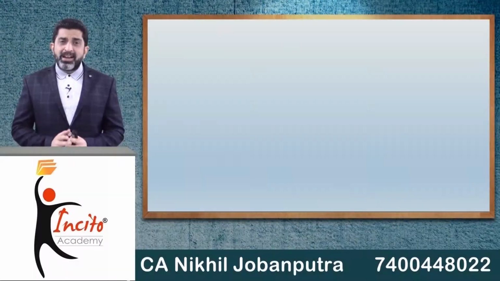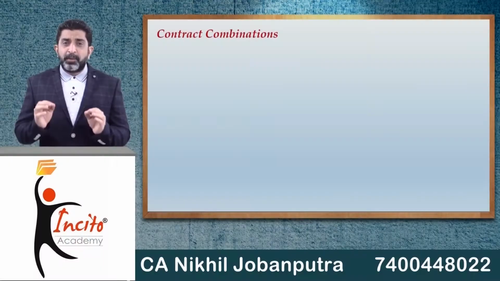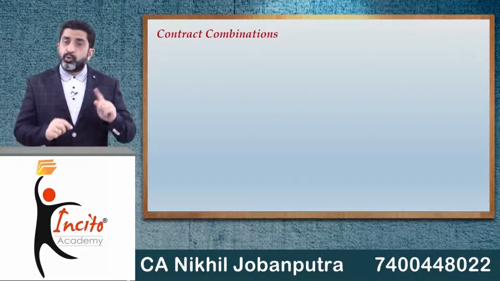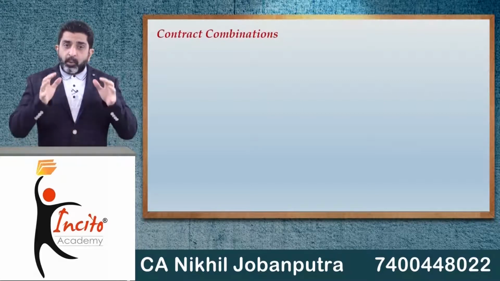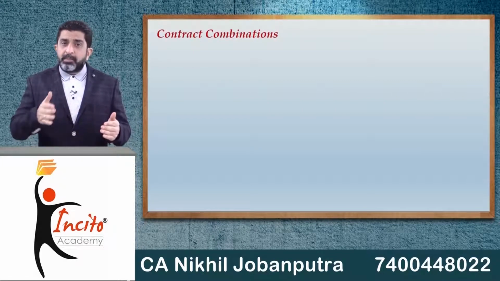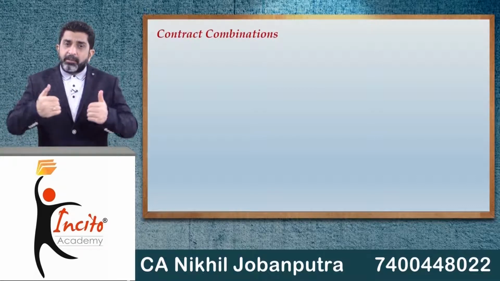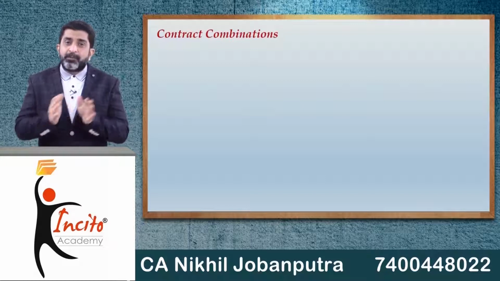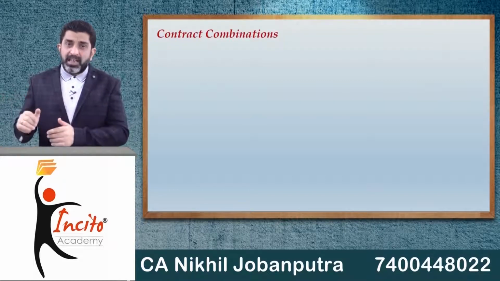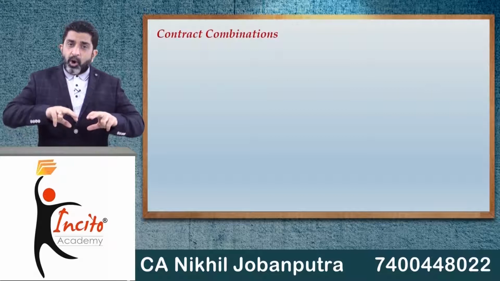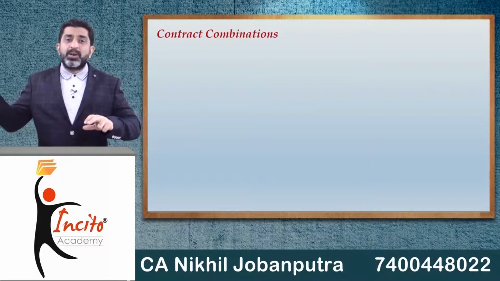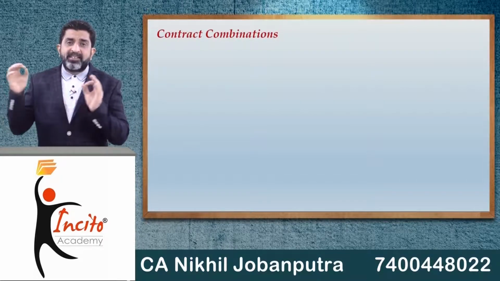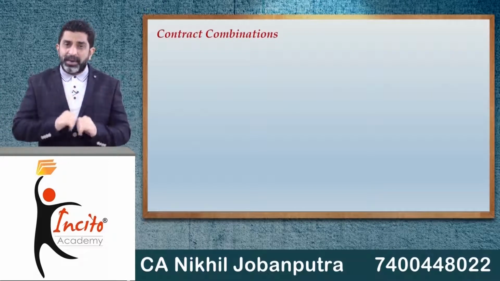Let us move ahead and take up the next concept for discussion, that is contract combinations. So friends, by far we were discussing situations where there was a single contract and there were multiple assets involved, and we were trying to separate each of the assets as if there are different lease arrangements. In other words, a single contract had been segmented into different contracts, each asset considered as a separate lease.